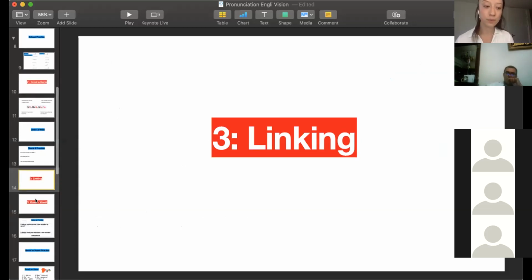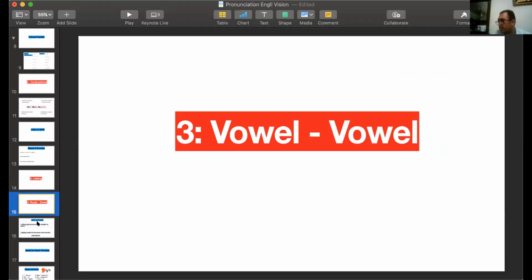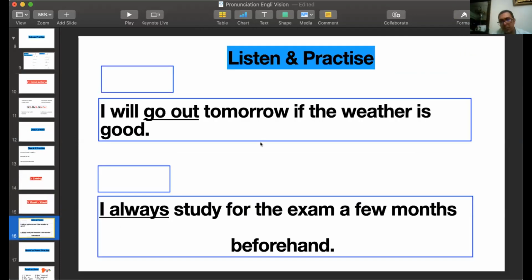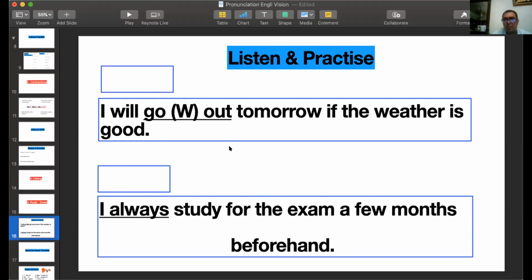For example, vowel to vowel. Example here. I will go out tomorrow if the weather is good. What sound is inside? Go out. Good. Exactly. We have a wet sound. It sounds like go out.